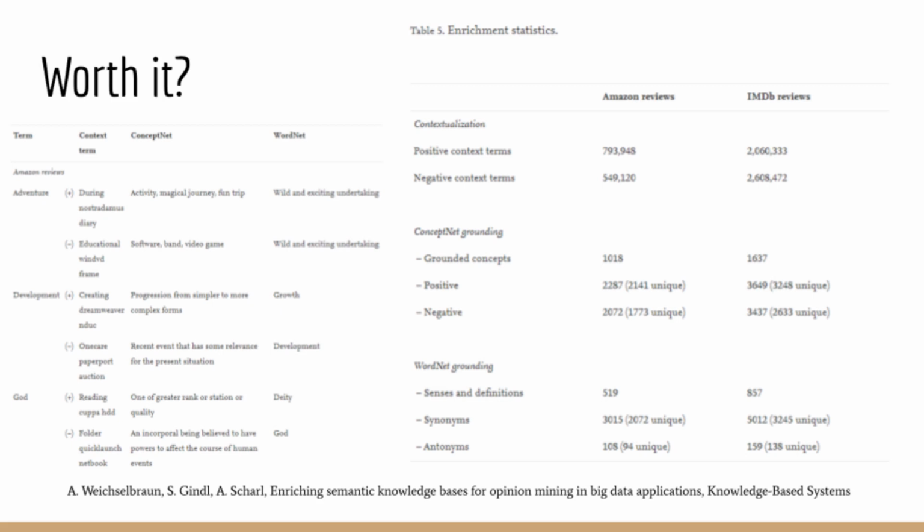Weichel-Brown et al. from the Seed article showed that using the knowledge base method to generate more context terms aided in the disambiguation of sentiment terms considered ambiguous in the Amazon reviews and IMDb reviews corpuses. On the left, we can see how a single ambiguous term like development had context terms collected for it from the Amazon reviews. Then these context terms were given a polarity.